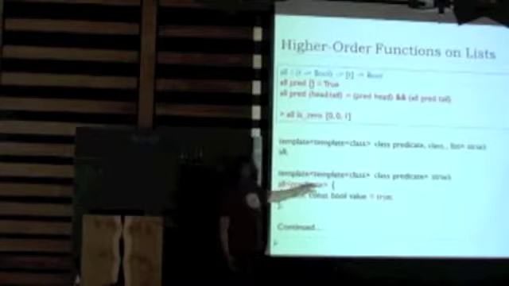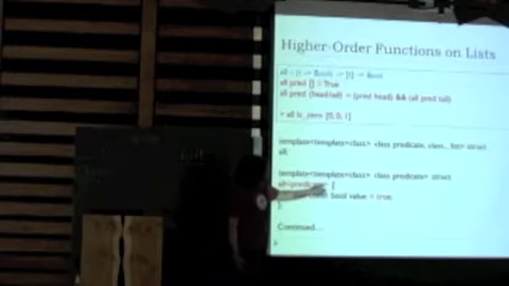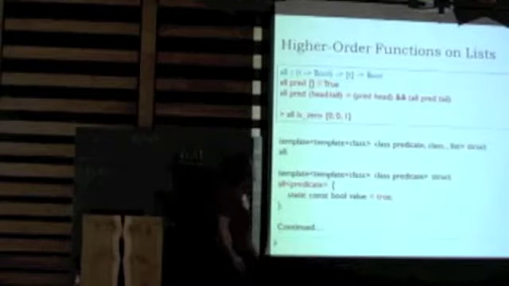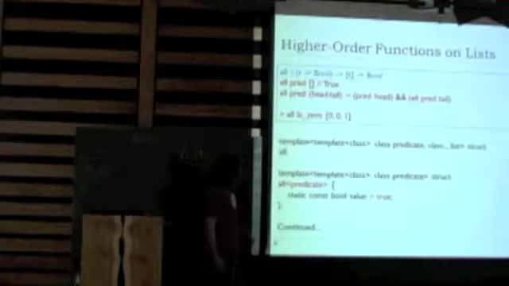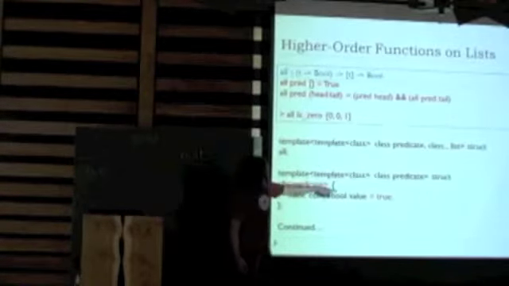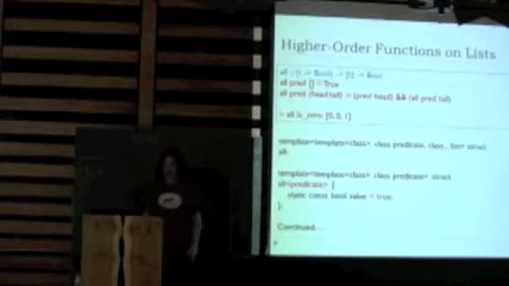It still takes a predicate, right? But the list is empty. There's nothing after the predicate. So it will return true, just like in Haskell. You see, the red code, same as in Haskell.